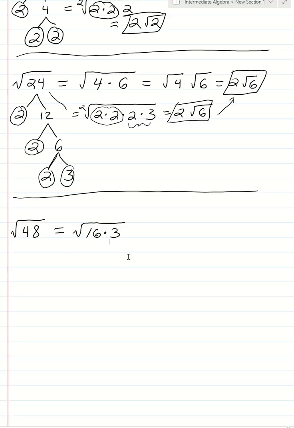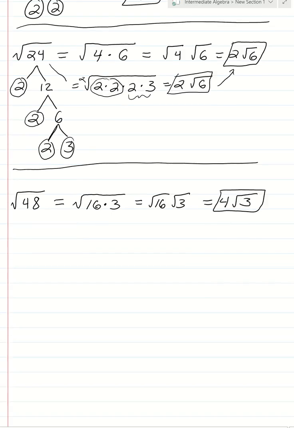And now I'm going to use that property of multiplication, which means I can distribute the square root over the 16 and over the 3. And since the square root of 16 is a perfect square, that gives us 4 with a leftover square root of 3. So 4 square root of 3 is your simplified version of the radical square root of 48.